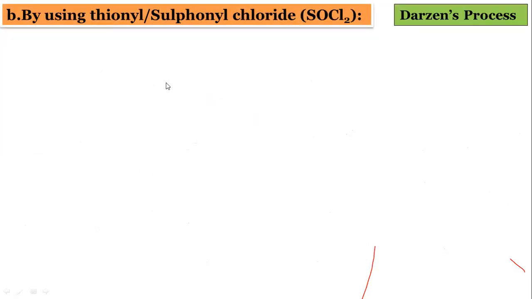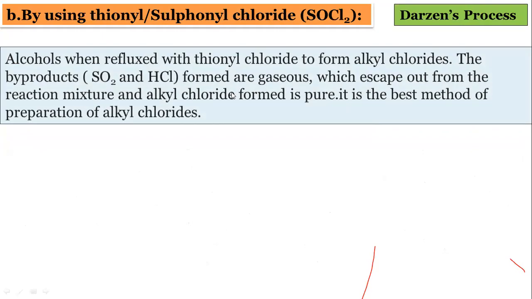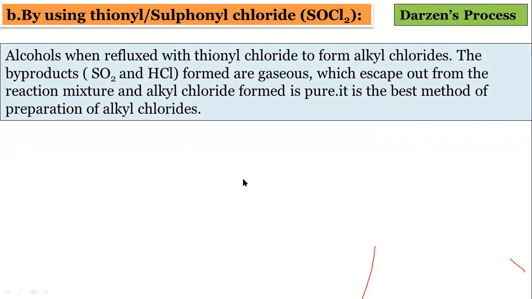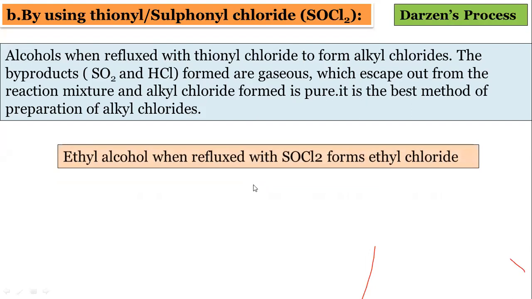Now the next one is by using sulfonyl chloride, also called thionyl chloride, and the process is called Darzens process. Remember, alcohols when reacted with SOCl2, which is also called sulfonyl chloride or thionyl chloride, give a mixture of two gases here, SO2 and HCl.